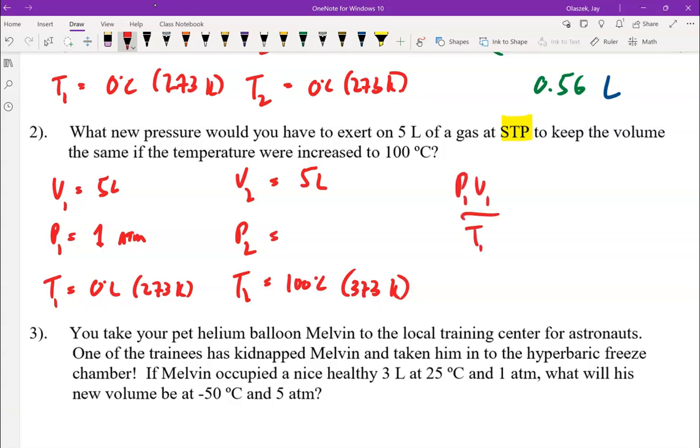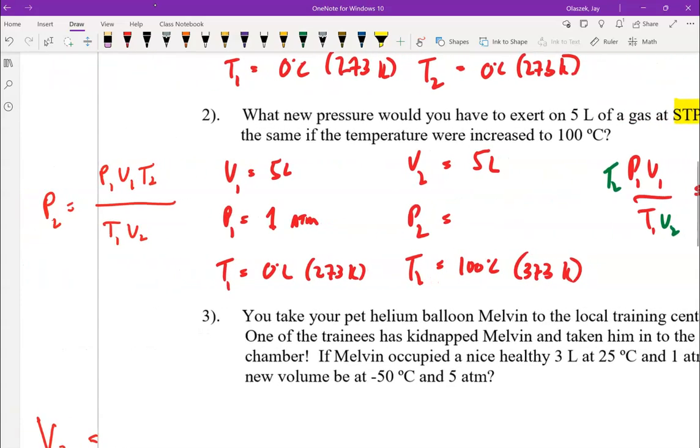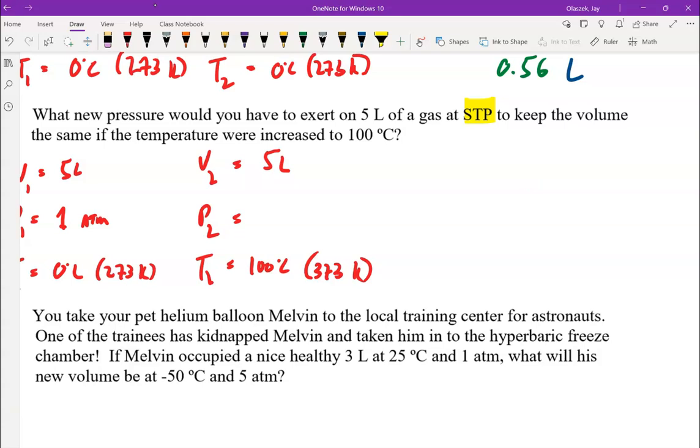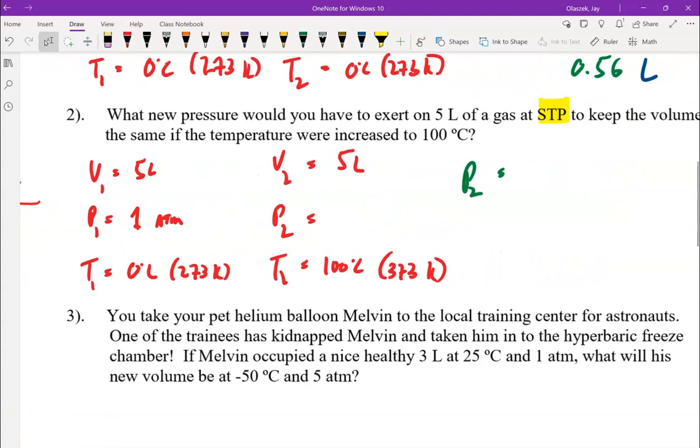All right, you've seen me do this. P1 times V1 over T1 equals P2 times V2 over T2. I want P2, so to get P2 by itself, I'm going to divide both sides by V2. That gets rid of it over here. Then I'm going to multiply both sides by T2, and that gets rid of it over here. So that means P2 is equal to T2 P1 V1 over T1 V2. It's right here, so I'm going to erase this, and I'm going to plug everything in. We're going to say P2 is equal to P1 V1 times T2. P1 we said is 1 atmosphere.